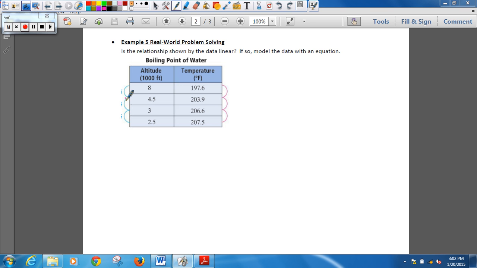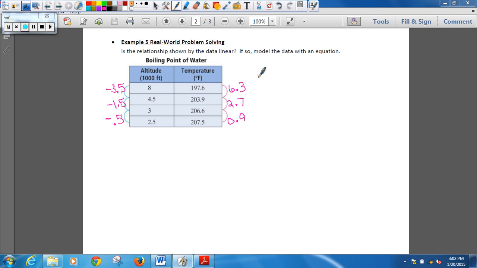The difference from 8 to 4.5 is minus 3.5. From 4.5 to 3 is minus 1.5. And from 3 to 2.5 is minus 1/2. The y's over here, the difference is 6.3, 2.7, and 0.9.